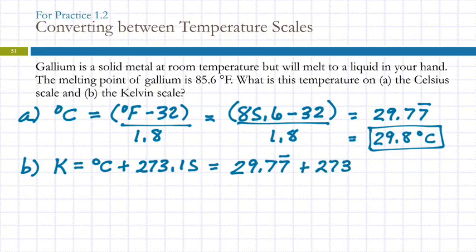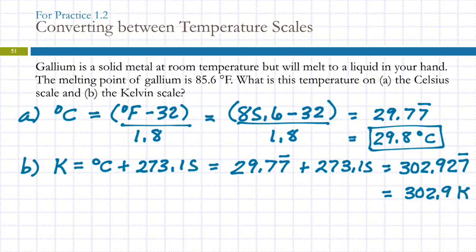Plus 273.15. I still have that number in my calculator. I'm just going to add 273.15. This gives me 302.927 repeating. I'm also going to round this to the same decimal place as the original number, to the tenths. And so that's going to give me 302.9. And the unit is capital K, no degree sign. Any questions?